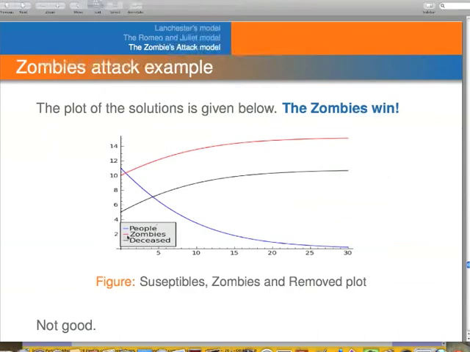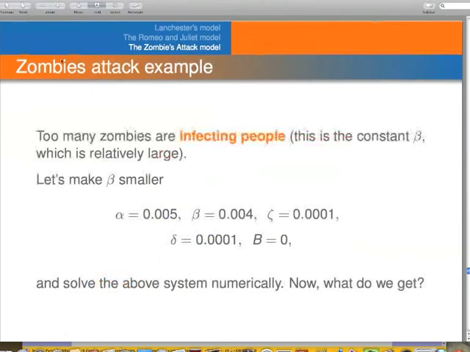Here we are. You see the red is the zombies. Initially, the zombies were lower in population than the people, but the people die out very quickly, and the zombies are basically winning the battle with the people here. That's not good. So let's try some different numbers. Let's make this constant b a little bit different. The constant b represents how many zombies infect people, so let's make b a little bit smaller, see what happens.